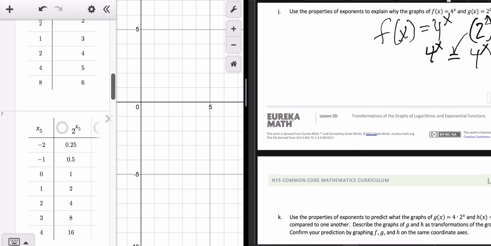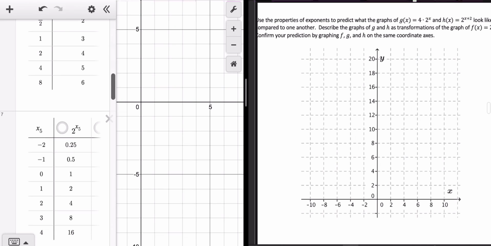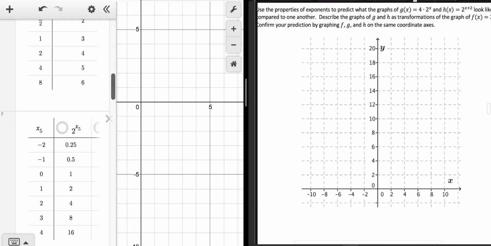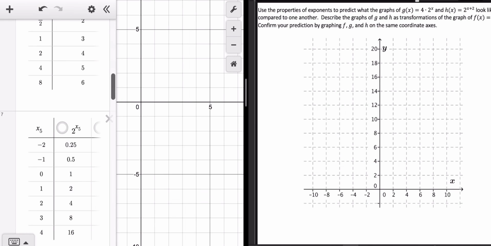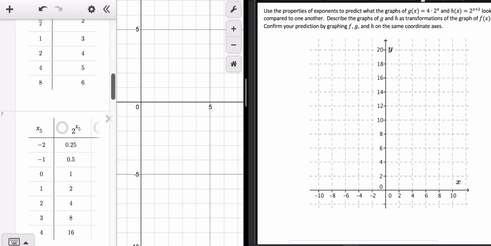All right, let's see what K has for us. K says use the properties of exponents to predict what the graphs of g of x and h of x look like compared to one another. Describe the graphs of g and h as transformations of the graph of f of x equals 2 to the x.